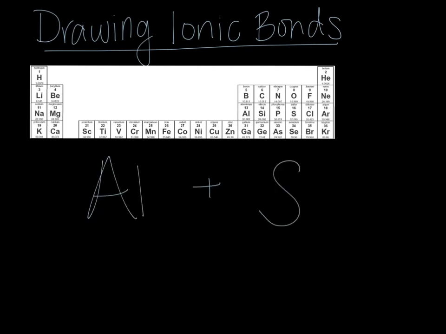Okay, a few more examples here. Aluminum and sulfur. So aluminum, 13, so 3 valence electrons. Sulfur in group 16, so 6 valence electrons. So here we go. 1, 2, 3, and 6.